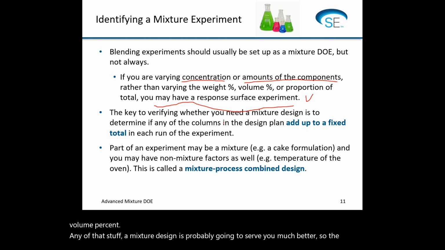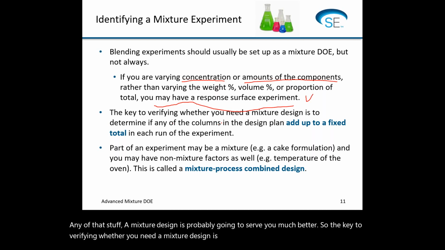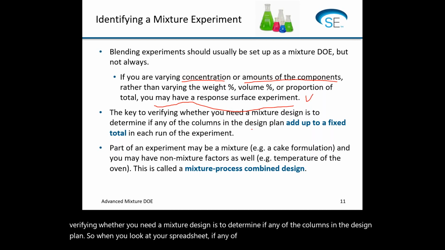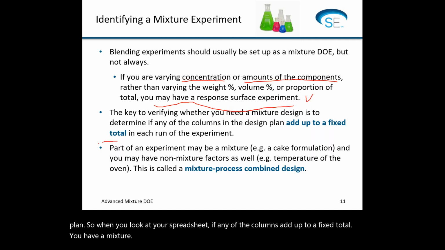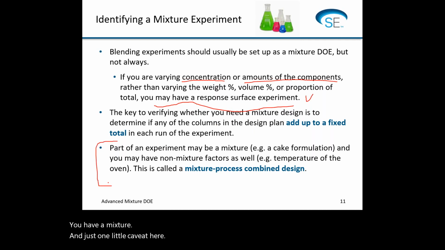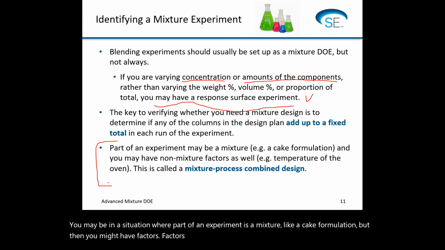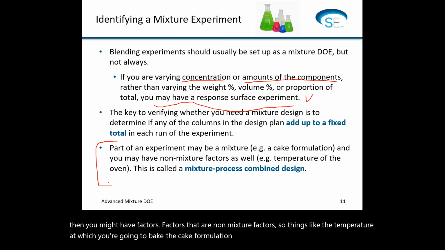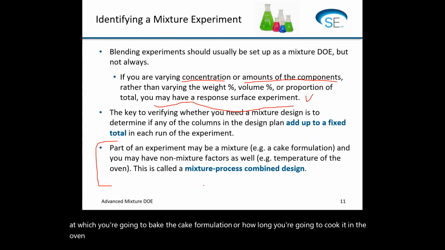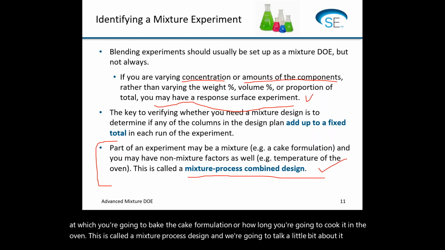So the key to verifying whether you need a mixture design is to determine if any of the columns in the design plan, so when you look at your spreadsheet, add up to a fixed total. If so, you have a mixture. And just one little caveat here, you may be in a situation where part of an experiment is a mixture, like a cake formulation, but then you might have factors that are non-mixture factors. So things like the temperature at which you're going to bake the cake formulation, or how long you're going to cook it in the oven. This is called a mixture process design, and we're going to talk a little bit about it later in this webinar.